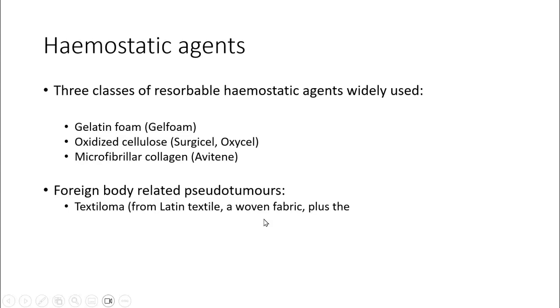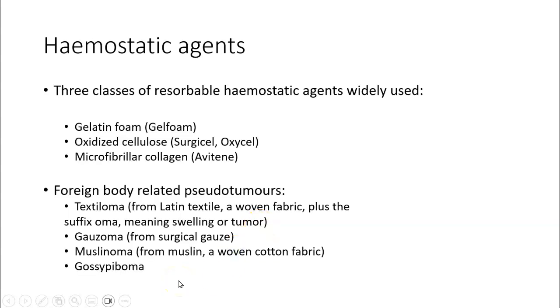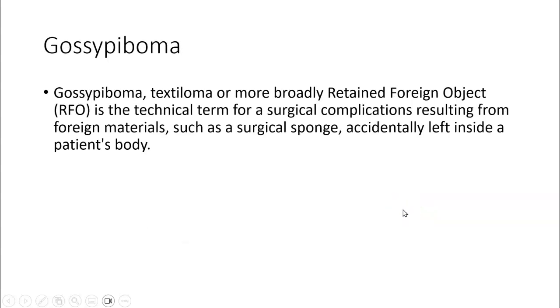And there are also certain structures which can be left in situ in the patients where they're of course not supposed to be, and then later on they can give rise to tumor-like masses which are inflammatory in nature. So examples would be textiloma, and you can just guess from the name that it's basically fabric left in situ, giving rise to a swelling or tumor-like mass. Gauzoma, muslinoma, and even this term gossipyboma. Gossipyboma actually is a textiloma. It's essentially a retained foreign object, and this term is used for surgical complications resulting from this retained material.